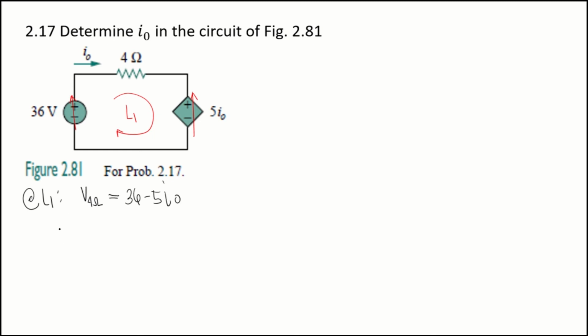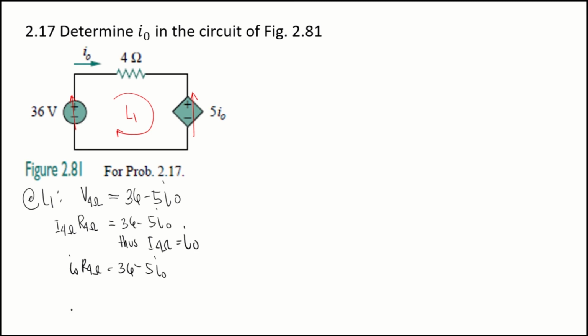So from your Ohm's law, you have V is equal to IR, so you have I4 ohms times R4 ohms is equal to 36 minus 5 Io. Thus, your I4 ohms is equivalent to Io since they are in series. So therefore, we have Io times R4 ohms is equal to 36 minus 5 Io.